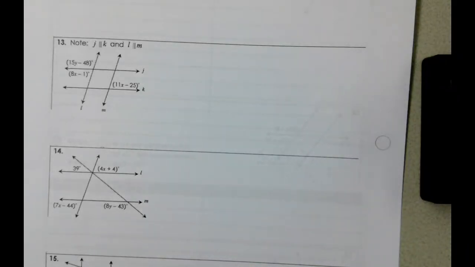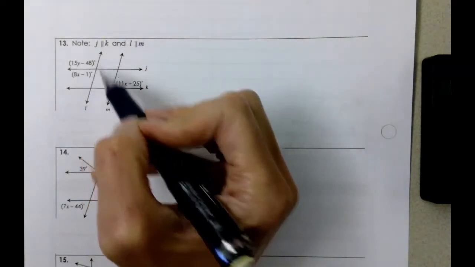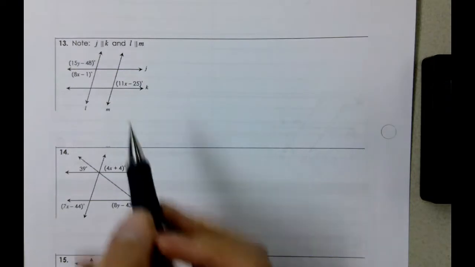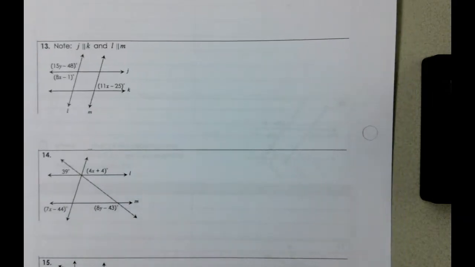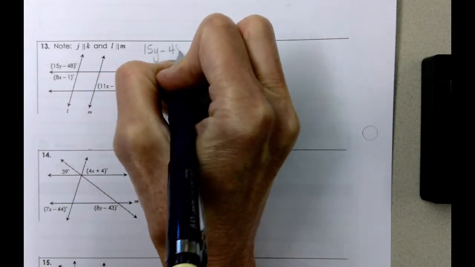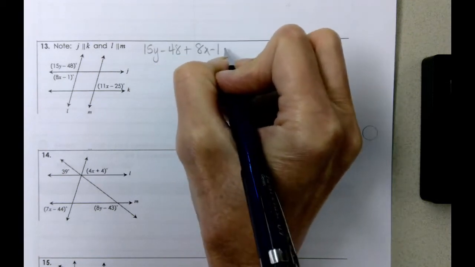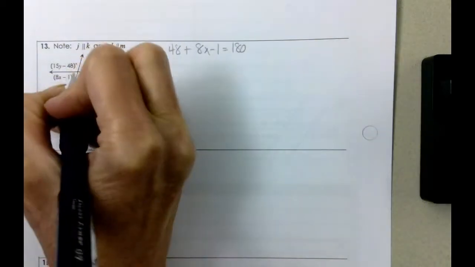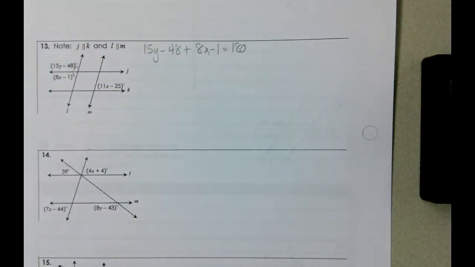So remember that actually on 13 we have L and M parallel, but this time we have line J and line K are also parallel. So one of the relationships that I see right here is that 15y minus 48 plus 8x minus 1 equals 180. This angle and this angle form a linear pair. They add to be a straight line there.